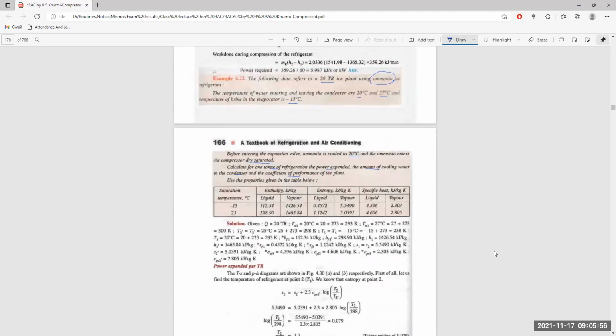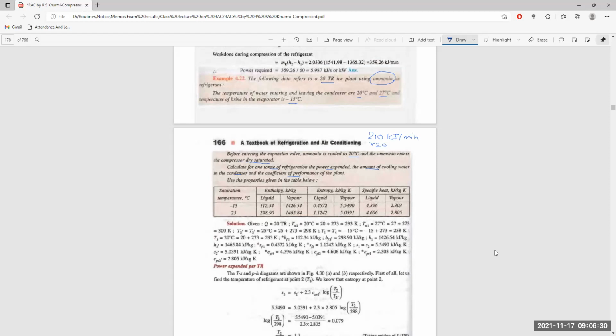So 1 ton of ice, we know, to make 1 ton of ice we have to extract an amount of heat equal to 210 kilojoule per minute. So for 20 ton, we have to multiply 210 by 20 ton itself. So much kilojoule we have to extract from the system per minute to get this amount of refrigeration.